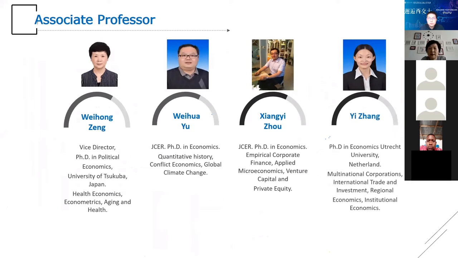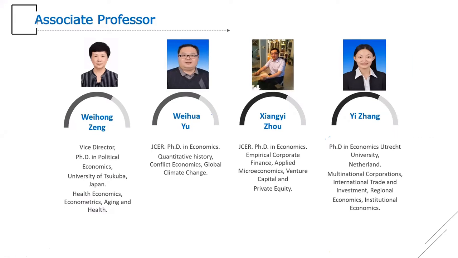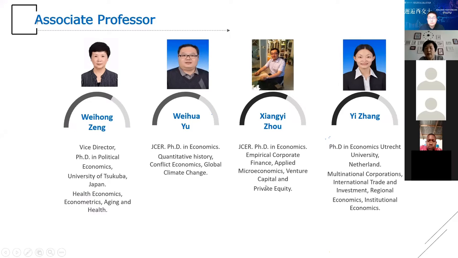And then our associate professors. The first one, my name is Weihong Zeng, and I got a PhD in political economics from the University of Tsukuba, Japan. My research area covers health economics, econometrics, aging and health. Another one is Professor Yu Weihua. He got his PhD in economics at our Jinhe Center, and his research area covers quantitative history, conflict economics, and global climate change. Another colleague is Zhou Xiangyi. He is also one of the alumni of our Jinhe Center for Economics. He got his PhD here and stayed to work with us. His research area is empirical corporate finance, applied microeconomics, venture capital, and private equity.